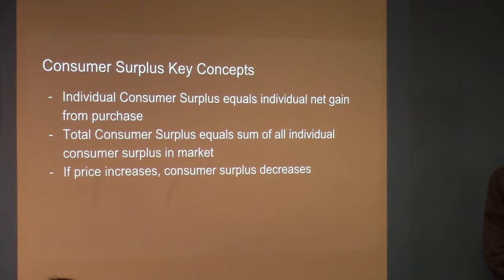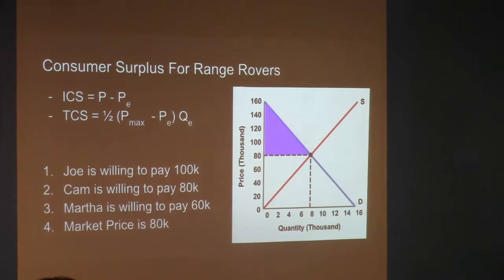There's individual consumer surplus, which is the individual net gain that happens when a consumer purchases a good, and then the total consumer surplus is all individual consumer surplus combined into one. And if the price increases, consumer surplus will decrease and vice versa. So now looking more at it on the graph.